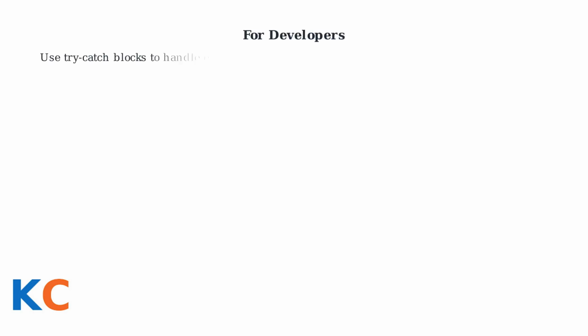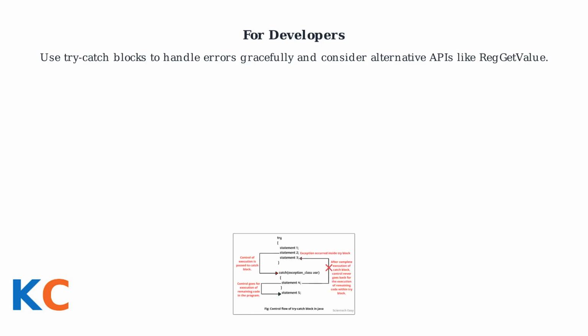For developers, use try-catch blocks to handle the error gracefully, and consider using alternative APIs like regedit for safer registry reads.